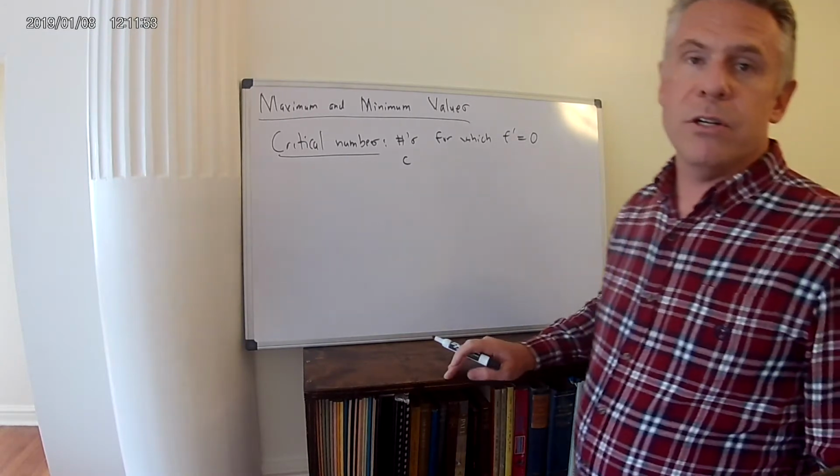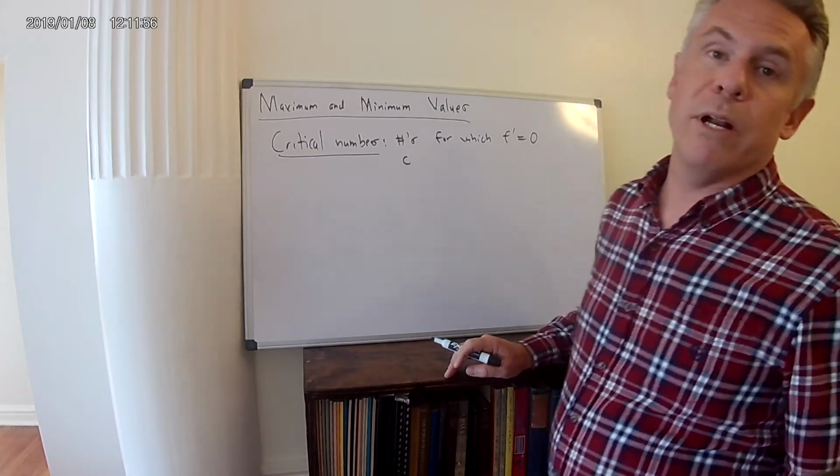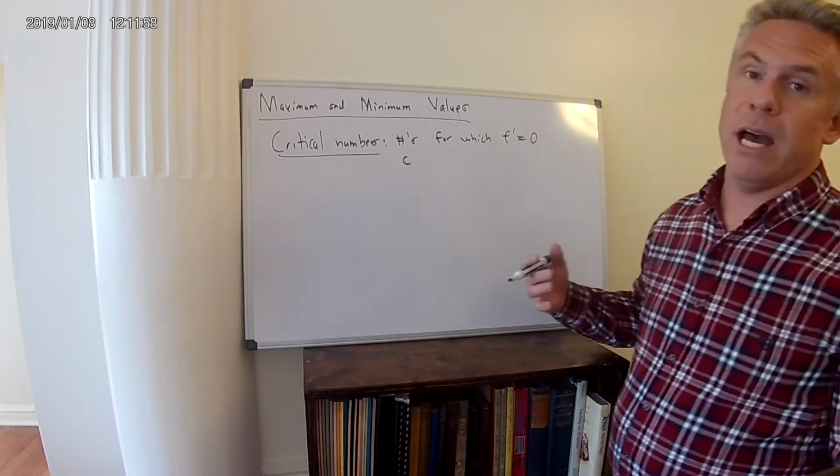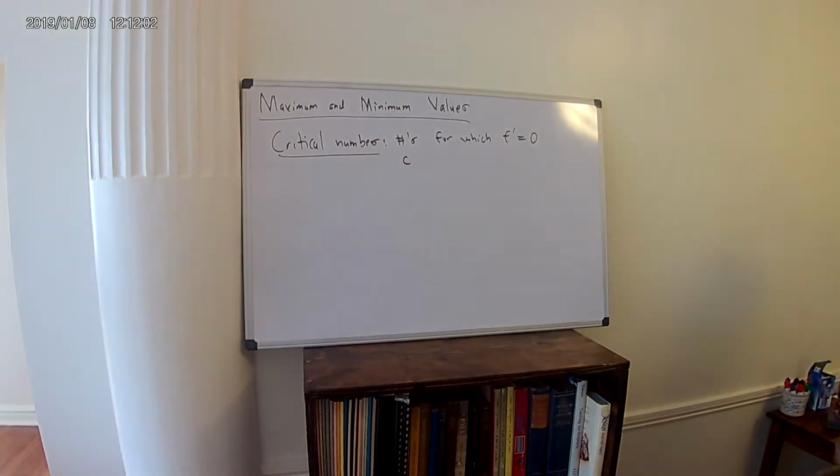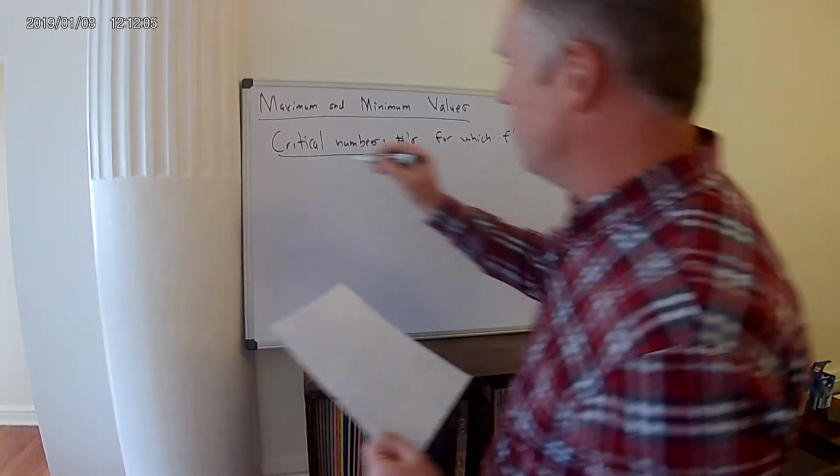When you're given a function, the first thing you often do is find the critical numbers, the values of x for which the slope of the function equals 0. Let's do an example of this. I'm going to do a couple of examples.